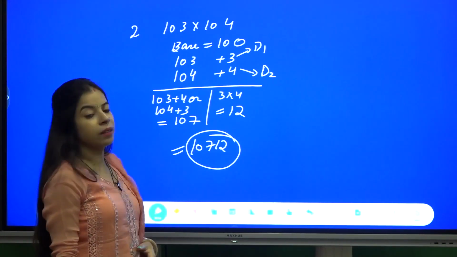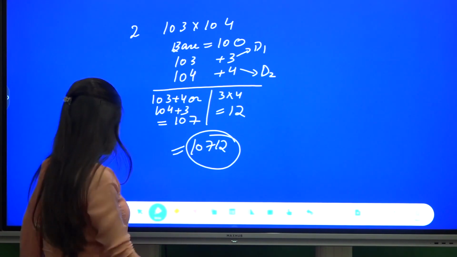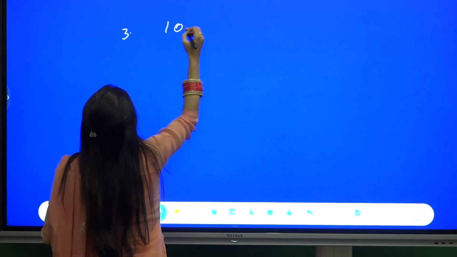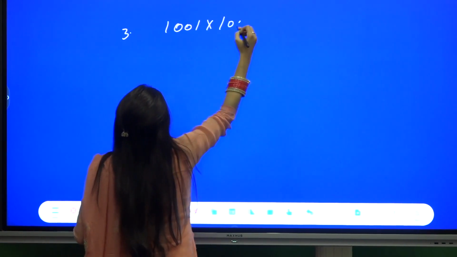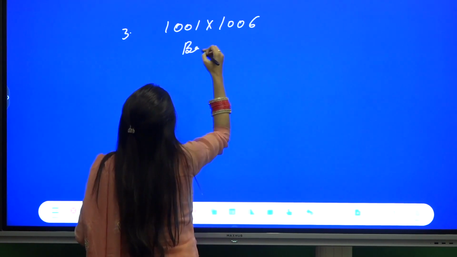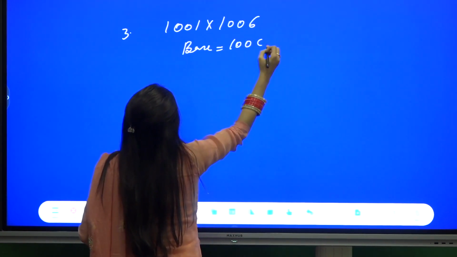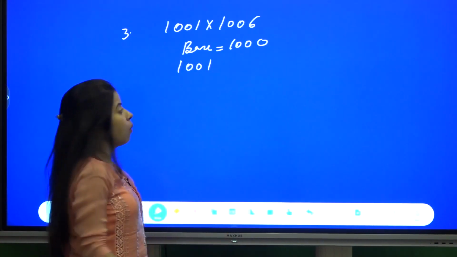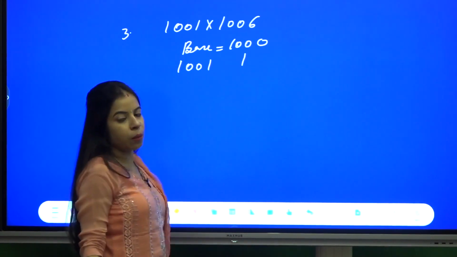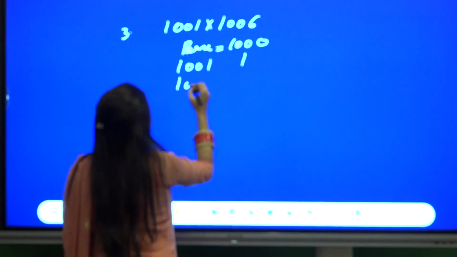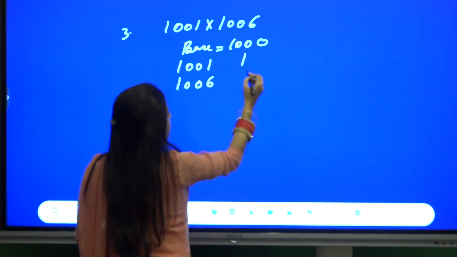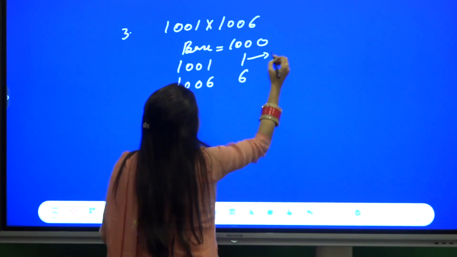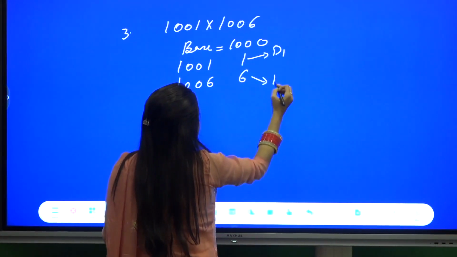Let us consider the numbers with base 1000. Say 1001 into 1006. Here the base is 1000. Now 1001 is 1 more than 1000 and 1006 is 6 more than 1000. So 1 is deviation 1 and 6 is deviation 2.